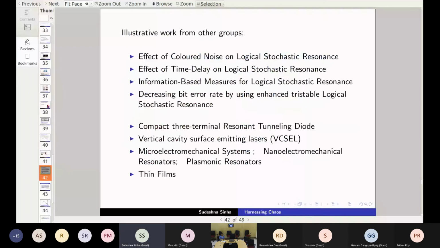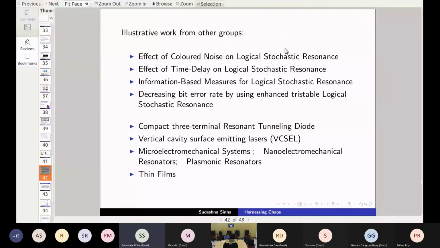Other groups have also been trying to do things like this. And indeed, I don't know, the hundreds of them, at least 100 of them, which I have seen, but I've just put a few of them. So in theory, for instance, people are trying colored noise, people are trying time delay, people are trying to formalize it with bit error rates and more information-based measures. Everyone has been calling it logical stochastic resonance. Whatever name we had given in the beginning has stuck.